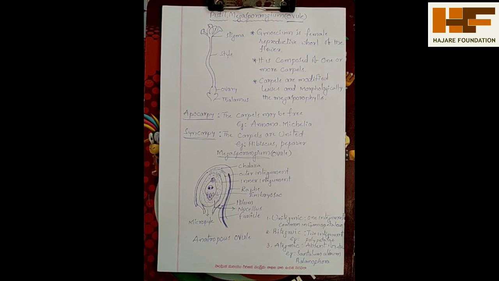Based on the number of ovules, the ovule number can decide the number of seeds in the fruit.